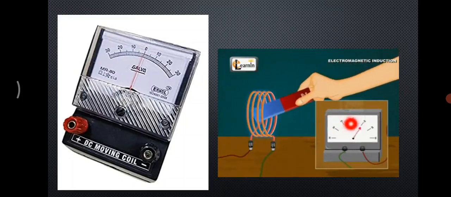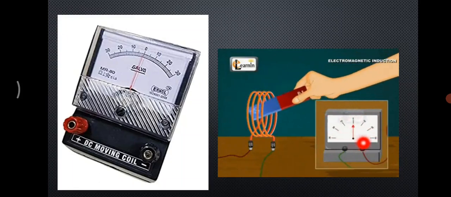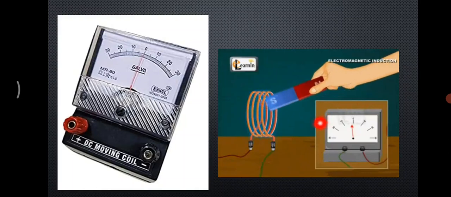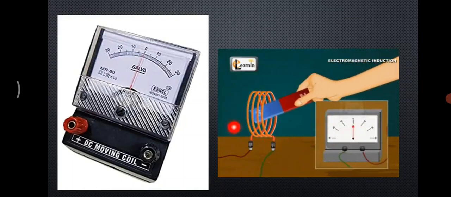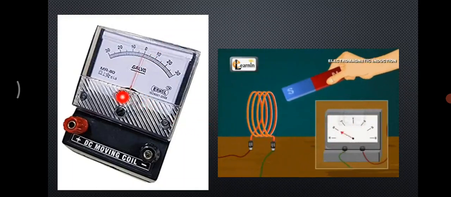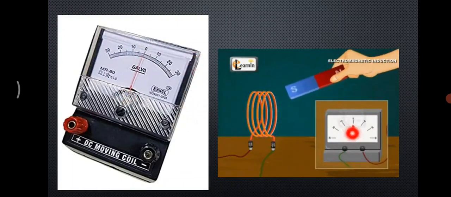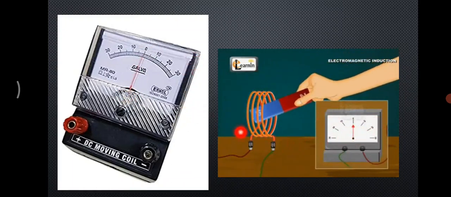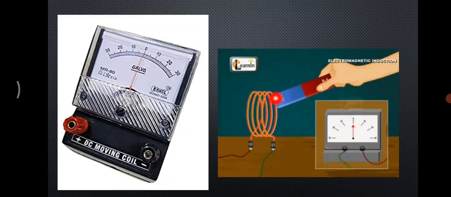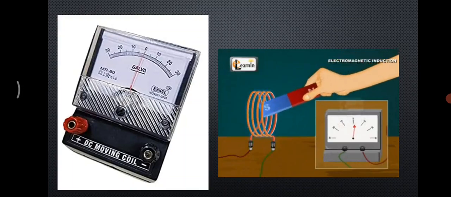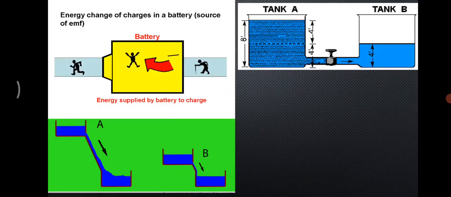If there is a small amount of current also, it will measure. Just see, it will also show the direction of the current as well. You have to remember this one. So the galvanometer will not only measure the current, it will also show the direction of the current, and even a small amount of current it can detect. That is the most important property of this galvanometer. Okay, so this is all about galvanometer and ammeter.